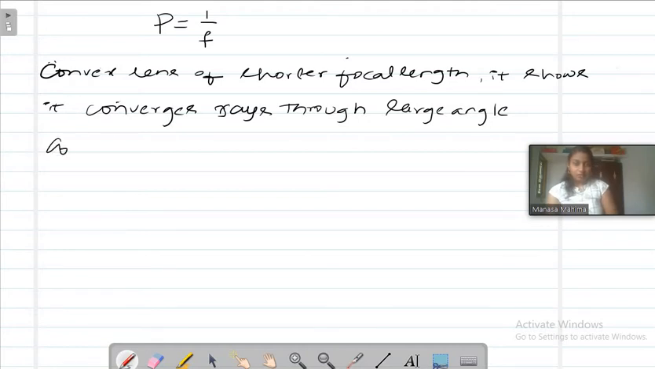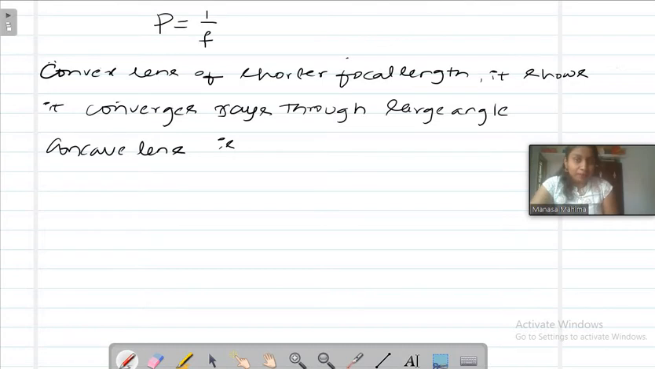Similarly, for a concave lens, if it has a shorter focal length, it can diverge the rays through large angles. The diverging power of the lens will be more if its focal length is less. Okay, that is the meaning. If they give the focal length to be less, what is the power? The power of that lens will be more.